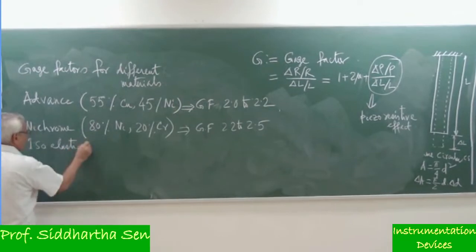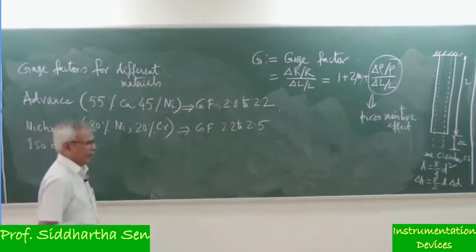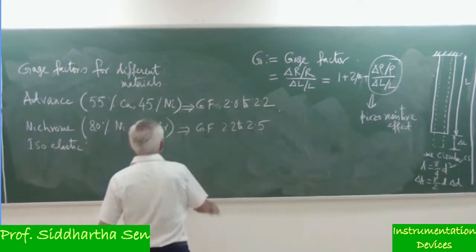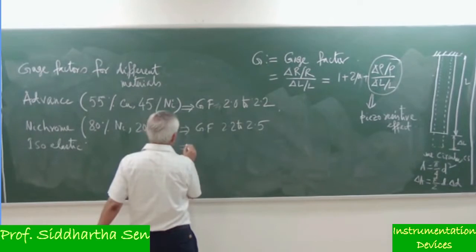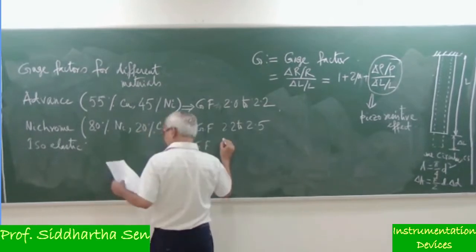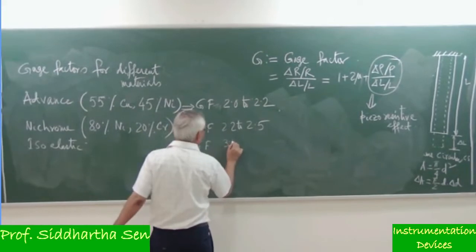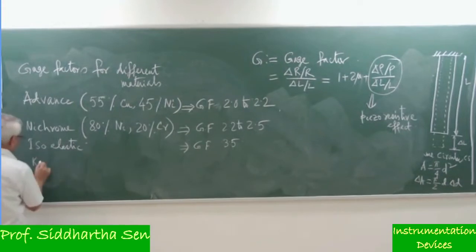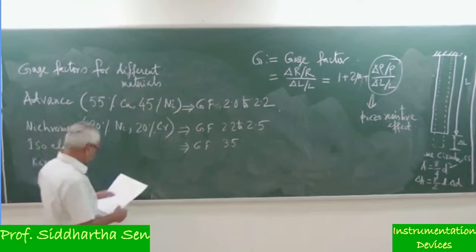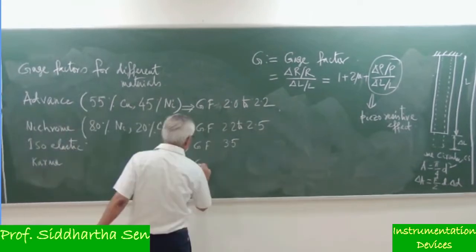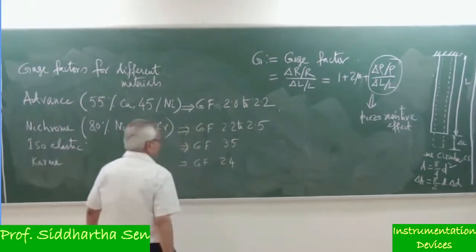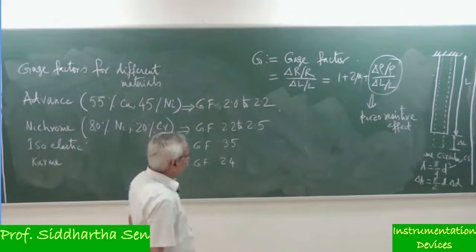Of course, it is a commercial one, and it's a trade name, so it does not disclose the composition. But here we can have a gauge factor of around, say, 3.5. And another one is also Karma. These two are the commercial names, trade names, and here the gauge factor is around 2.4.